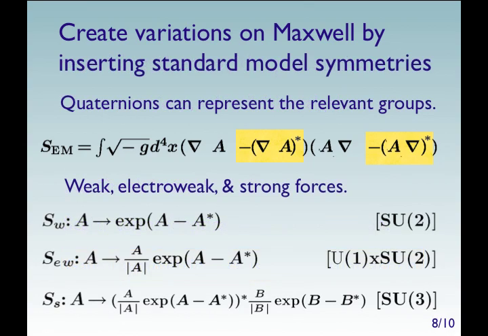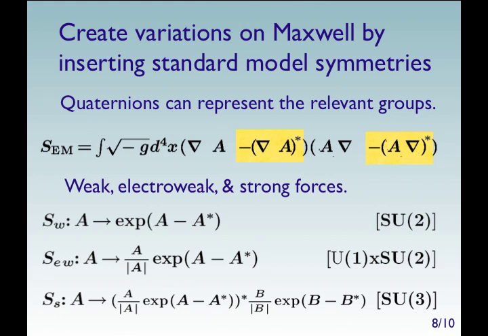Now, we're going to do real variations by putting in the standard model symmetries. This can be done because quaternions can actually represent the relevant groups found in the standard model. SU2 is in fact called a unit quaternion, and it can be represented as the exponential of A minus A star, which basically gives you the 3 vector in there, and that always has a norm of 1.